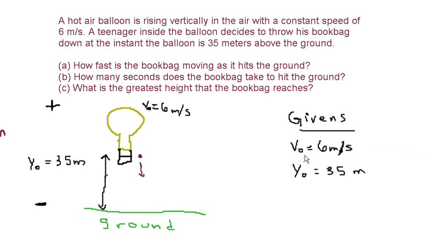So that is the initial velocity of the book bag, and this is where a lot of students get thrown off. It's like saying if you're driving a car and the car is going at 30 miles per hour, then you think, well, I'm not moving, I'm inside the car. But technically you are moving. The car is moving at 30 miles per hour, and so are you. It's just that you don't notice it. That's the same thing that's happening here. So this initial velocity is the velocity not only of the balloon but also of the book bag. And here we have the initial height, which is 35 meters above the ground.